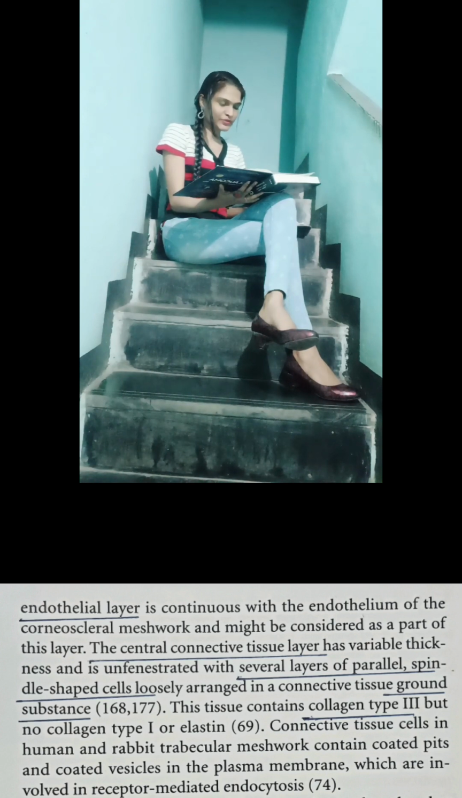The central connective tissue layer has variable thickness and is unfenestrated with several layers of parallel spindle-shaped cells loosely arranged in a connective tissue ground substance. This tissue contains collagen type 3, but no collagen type 1 or elastin. Connective tissue cells in human and rabbit trabecular meshwork contain coated pits and coated vesicles in the plasma membrane, which are involved in receptor-mediated endocytosis.